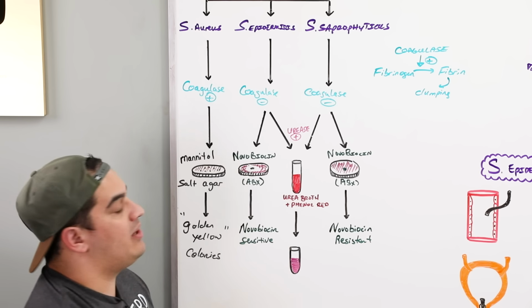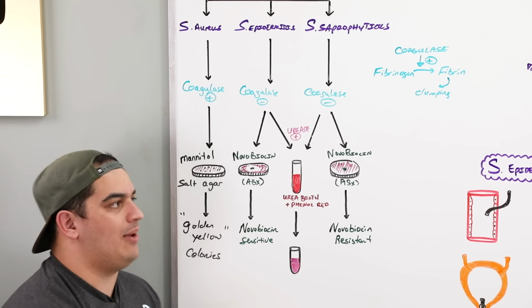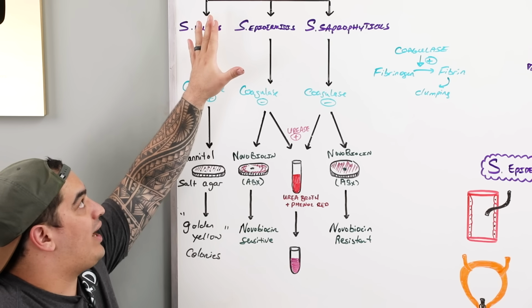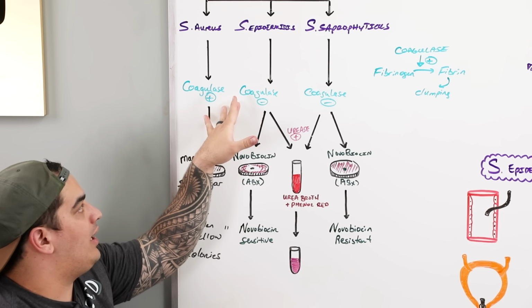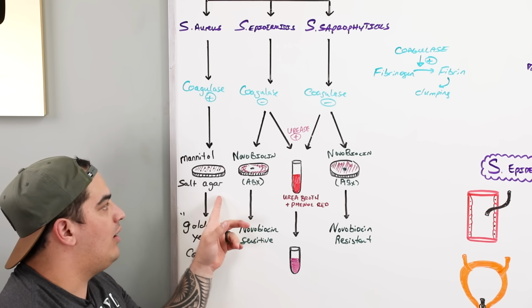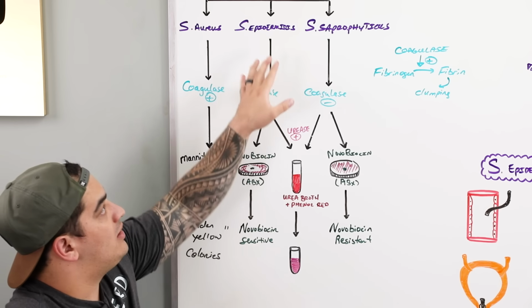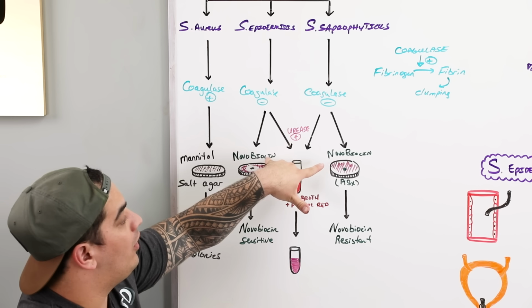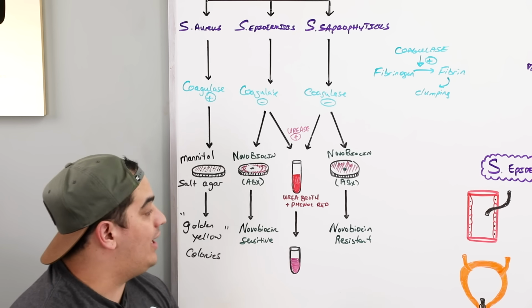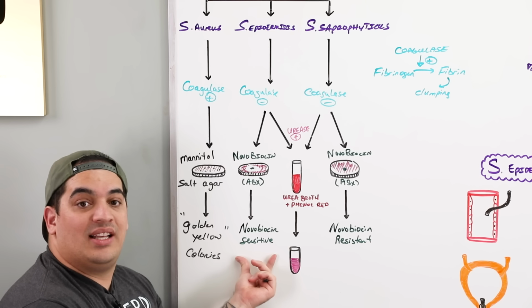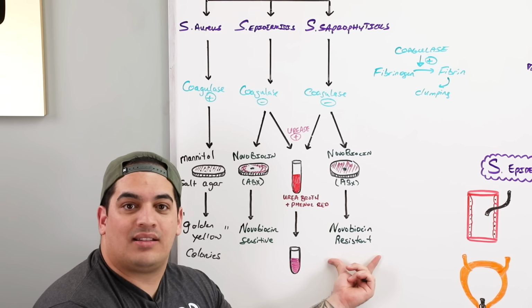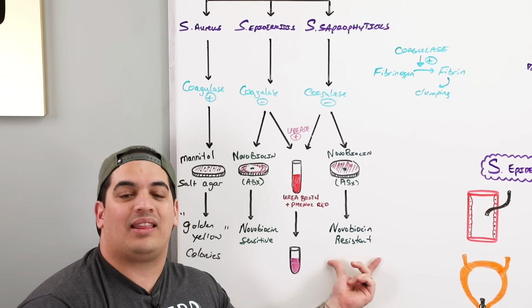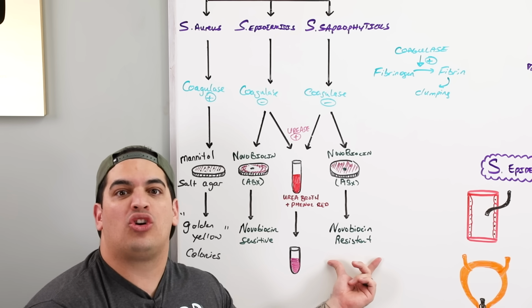So to quickly summarize some of the tests that you need to remember for your exams. Staphylococcus species are gram-positive, non-motile, facultative anaerobes. They're all catalase positive. Staph aureus is the only one that's coagulase positive and can grow golden yellow colonies on the mannitol salt agar. Staphylococcus epidermidis and saprophyticus are coagulase negative and urease positive, but they differ in their sensitivity or resistance to novobiocin, where Staphylococcus epidermidis is novobiocin sensitive and Staphylococcus saprophyticus is novobiocin resistant. Now that we understand this, let's start talking about the pathology and how these bacteria cause disease.